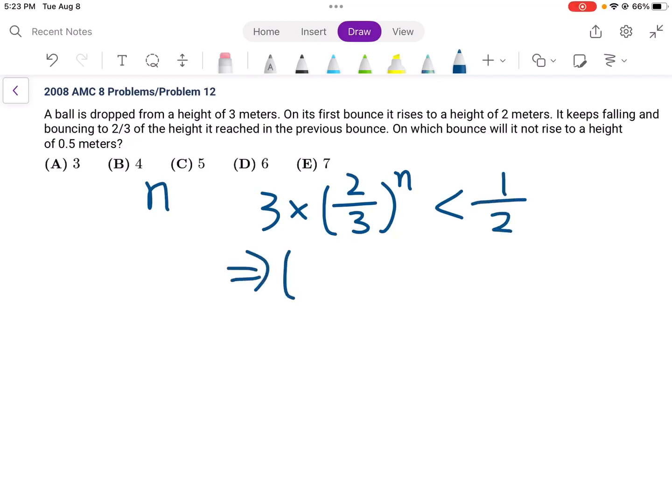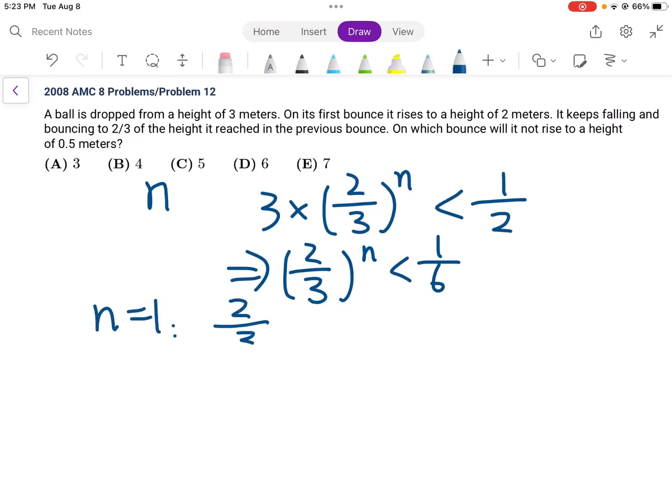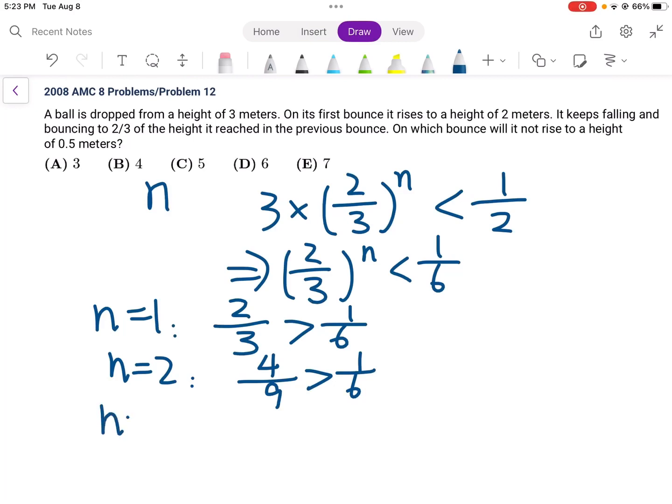Therefore, we get (2/3)^n is smaller than 1/6. When n equals 1, we know that 2/3 is larger than 1/6. And when n equals 2, we get 4/9, which is also larger than 1/6. When n equals 3, we get 8/27, which is larger than 1/6.